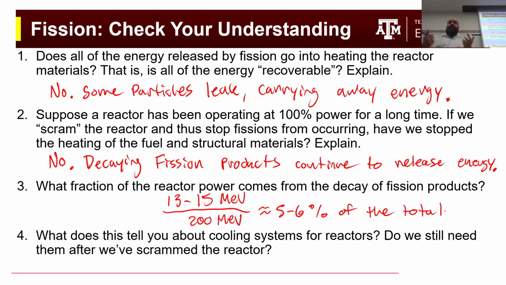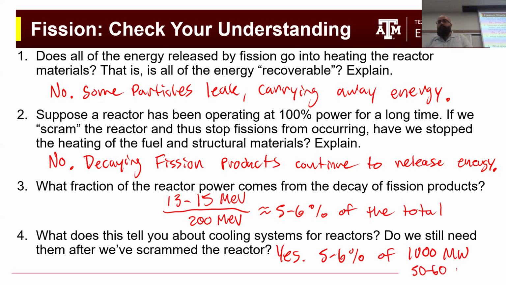So, I just answered part four. That's the main reason why we still need to keep reactors cool even after we've shut them down. Because if you think about 5 to 6% of 1,000 megawatts, the large power reactors that we have in the United States, like the AP1000 reactor, its power rating is about 1,000 megawatts. 5 to 6% of that is like 50 to 60 megawatts.